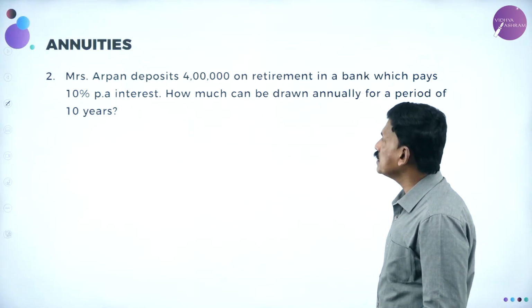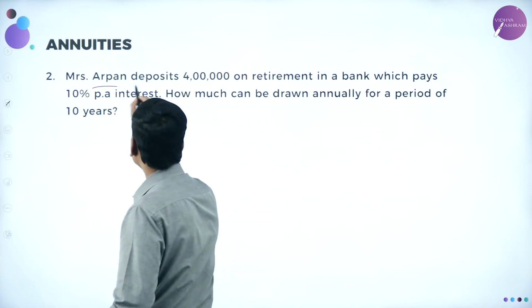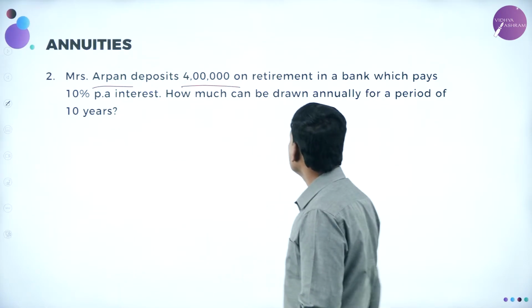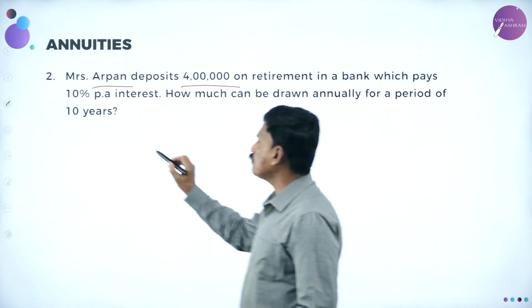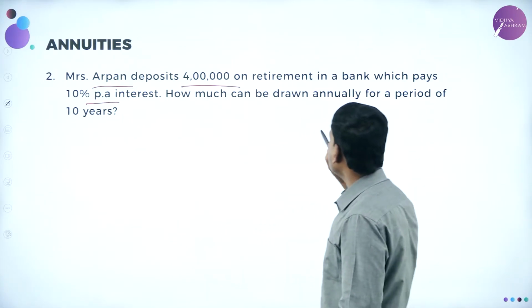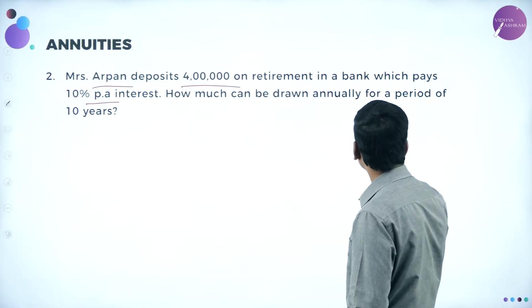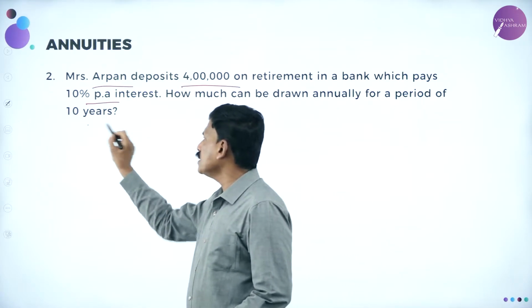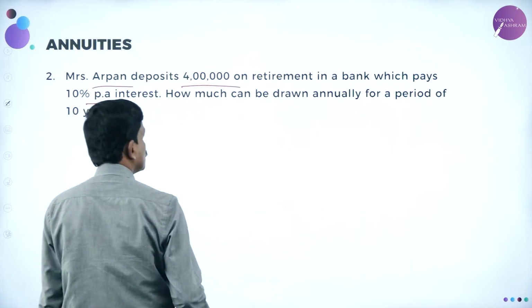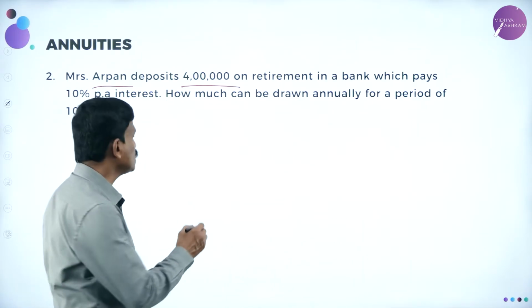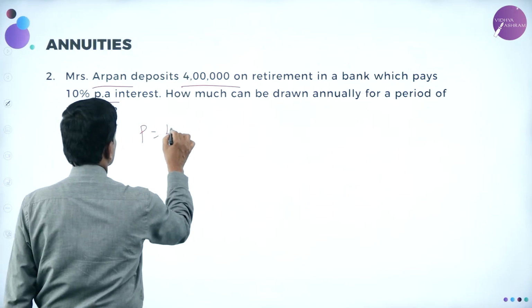Mr. Arpan deposits rupees 4 lakhs on retirement in a bank which pays 10% per annum interest. How much can be drawn annually for a period of 10 years? Here also this is a very simple problem. What is the given condition? So P is given. What is P? P is equal to 4 lakhs.